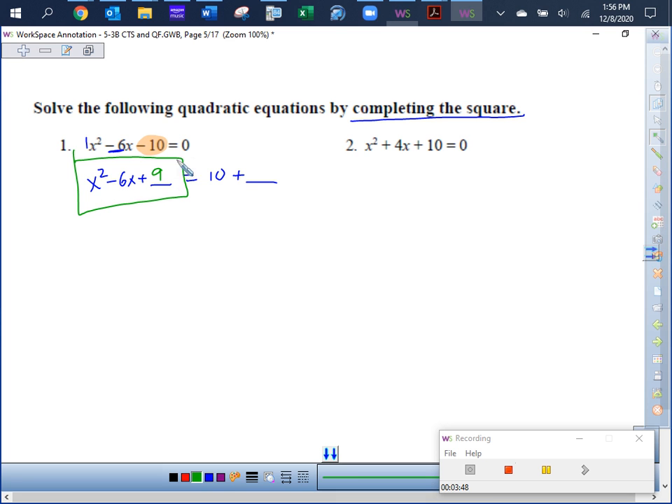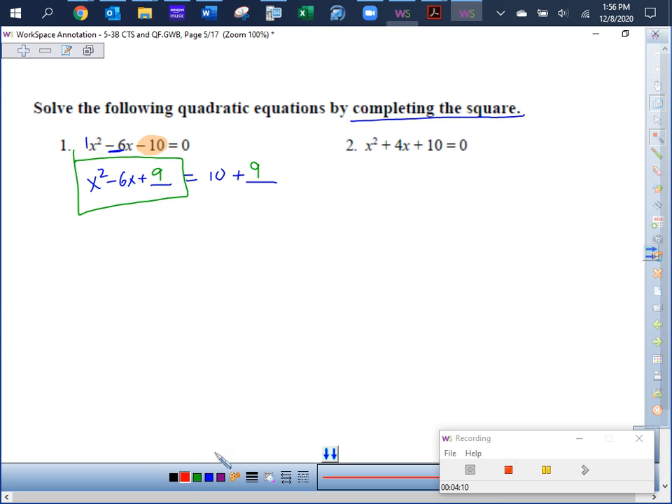9 is the number that completed the square, completed the perfect square trinomial. But I think we all know that if you add 9 to one side of the equation, you have to add 9 to the other side of the equation to keep it balanced, right? What you do to one side, you got to do to the other. So we filled in that blank, which is very weird, by taking half the B value and squaring it.